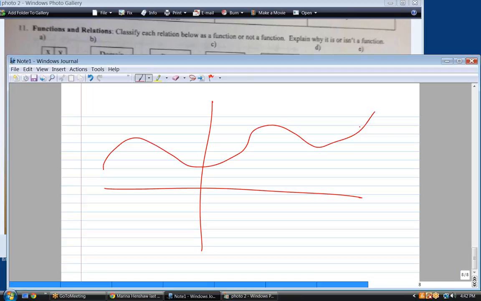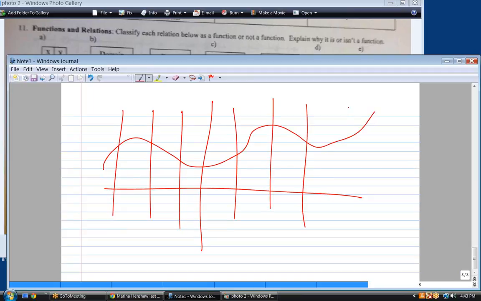That is a function because it passes the vertical line test. In other words, what that means is that for a given value of x, I have at most one value for y. When I go to this value of x, I don't have two values for y, I got one value right there. That makes it a function.